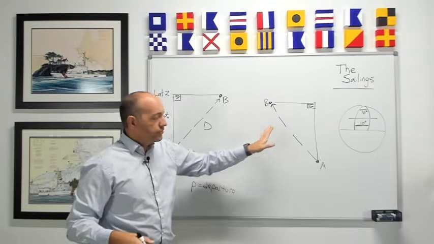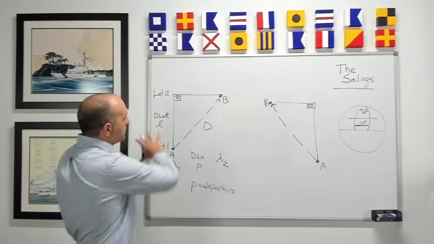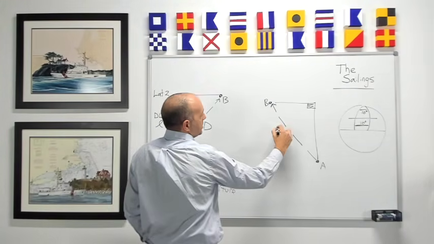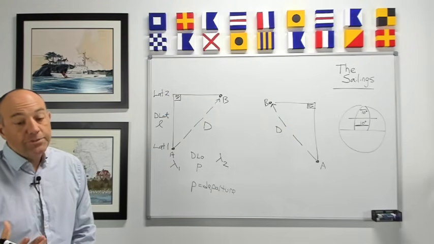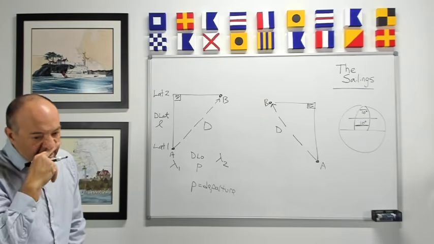Same deal over here, doesn't matter. So all of this repeats on this triangle over here. The distance, the difference in latitude, they are absolute values in this case.